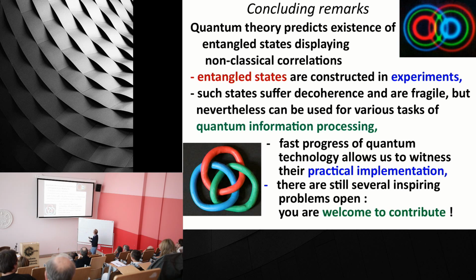And even though they are very fragile, because this decoherence happens, you have to protect them from interaction with the environment. But what does environment mean? Everything. If you look at them, if they interact with some thermal field, it is deadly for them. So even though they are fragile, it's possible to use them for various tasks in quantum information processing.